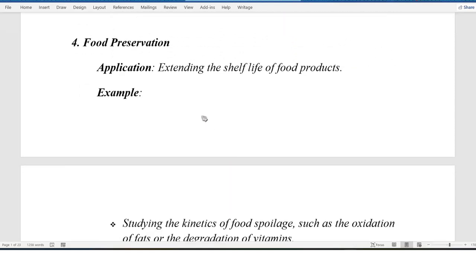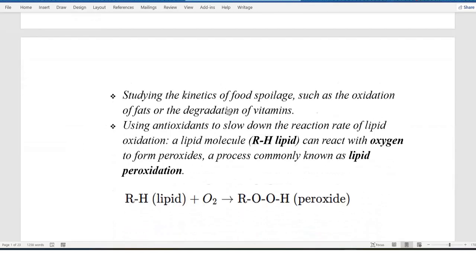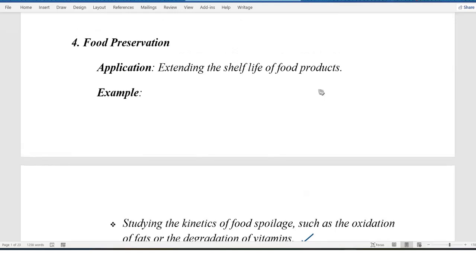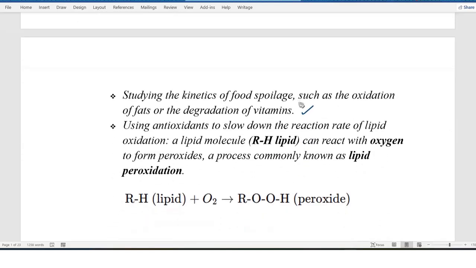Then the other area of application of chemical kinetics is food preservation. This involves extending the shelf life of food products. So we use chemical kinetics to study the kinetics of food spoilage, such as the oxidation of fats or the degradation of vitamins. All these are biochemical reactions that require understanding how fast or how slow these reactions could be, and then we know what impact they have as far as food spoilage and food preservation are concerned.